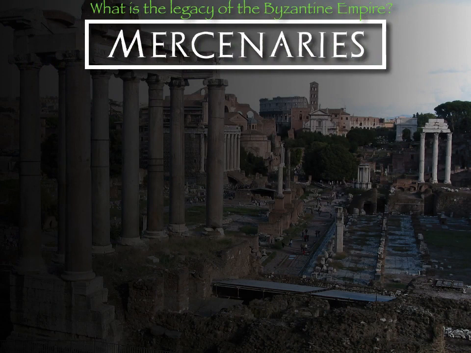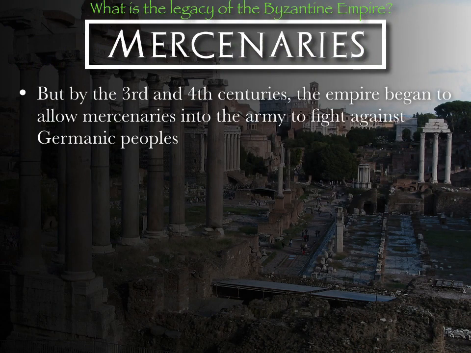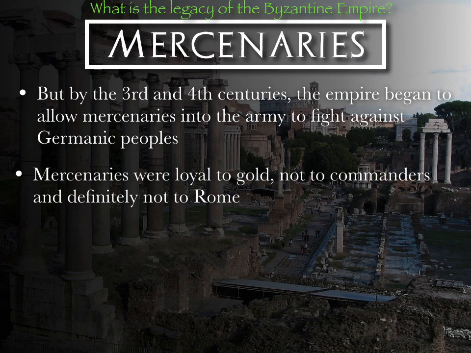And this leads us to those mercenaries. So by the 3rd and 4th centuries, the empire began to allow mercenaries into the army to fight against Germanic peoples. The Germanic peoples were considered by the Romans to be barbaric, and in the way that they fought, they were savage. So the Romans, in fighting against the Germanic tribes, decided, hey, let's hire these same Germanic peoples to fight with us against these invaders, against these barbarians, against these savages. And so they started to pay some of these Germanic peoples to fight in the Roman army.